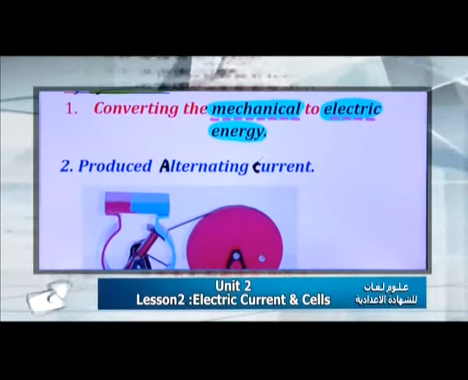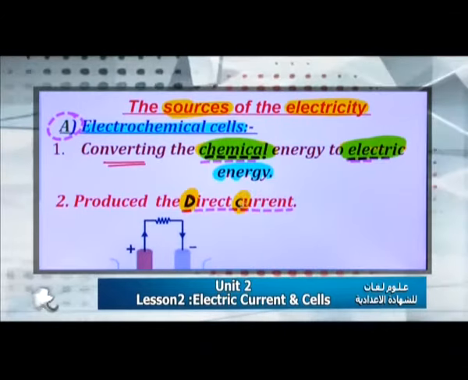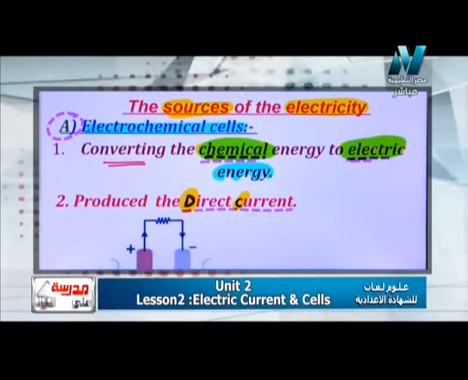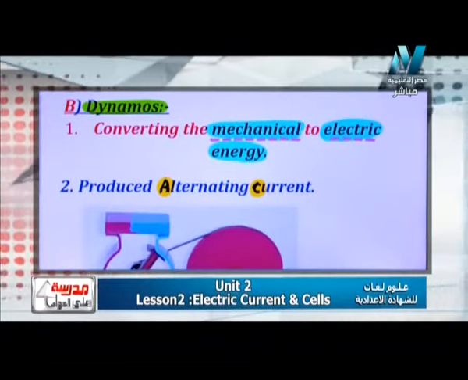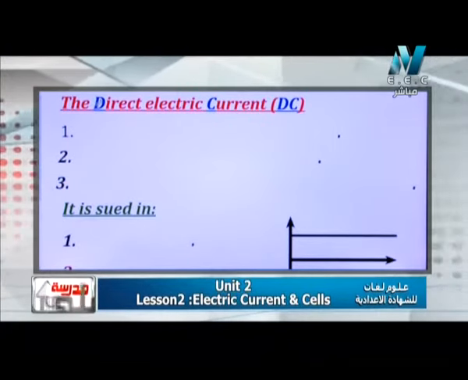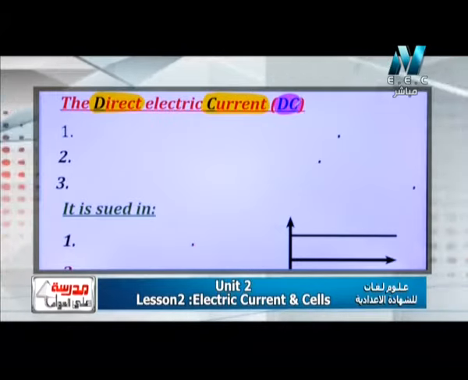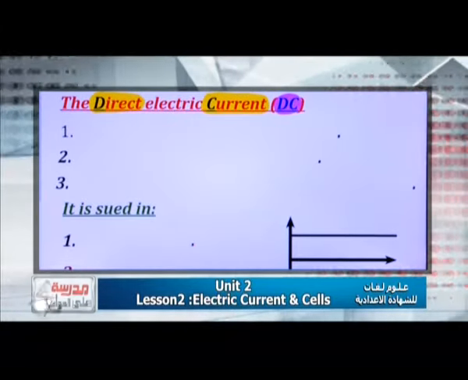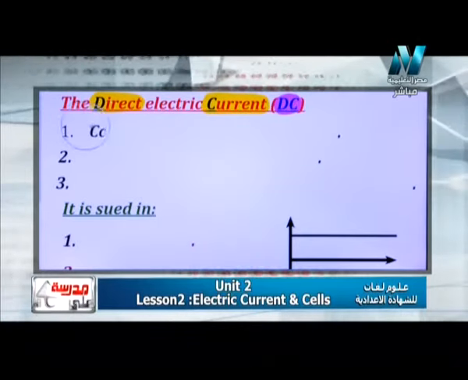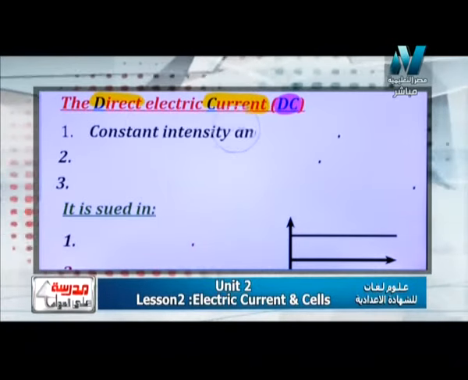We should differentiate between alternating current and, in the previous slide, direct current. So how can we differentiate between direct current and alternating current? We have direct current, and its symbol is DC. Direct current means, number one, constant intensity and direction.